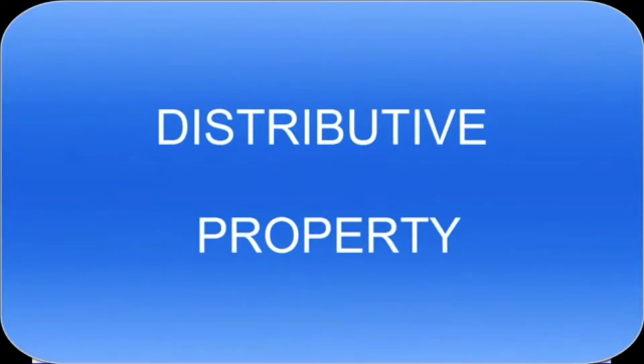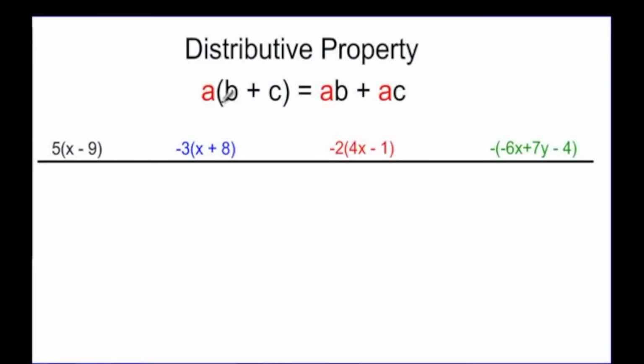This video will talk about the distributive property. The distributive property looks like this: A times a quantity, like B plus C. You've got an addition or subtraction in a quantity and a number outside being multiplied. When you distribute it, you want to distribute that A to everything inside the parentheses. So you're going to take the A times the B, and then plus the A times the C.